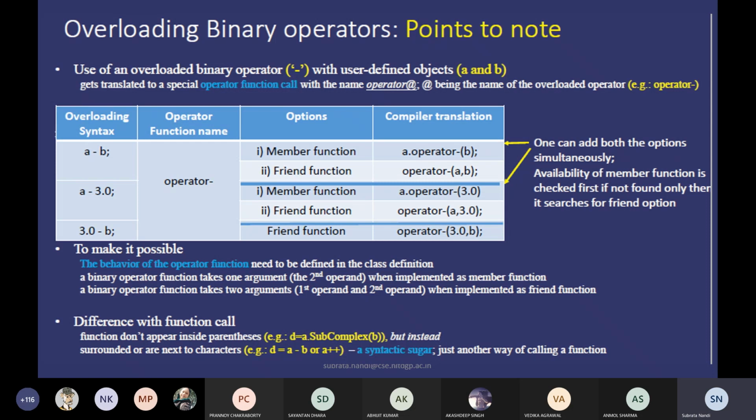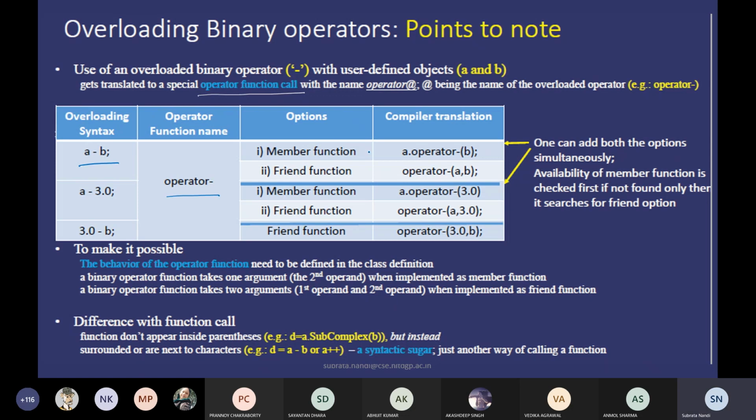So these are the few things that we can summarize. Use of an overloaded binary operator with user defined objects gets translated to a special operator function with the name operator caret, where the caret is the name of the overloaded operator, like minus, plus, or multiplication. So syntax means if I write A minus B, then the function name will always be operator minus.